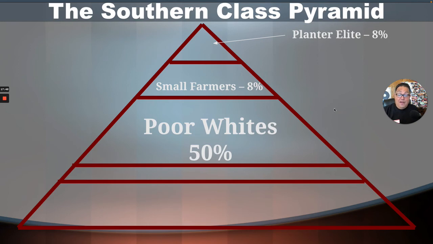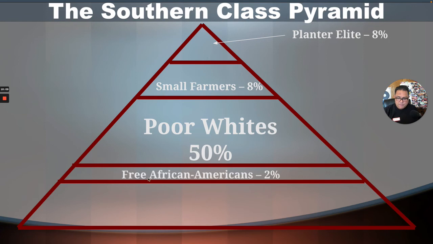50%, half of the population, are going to be these poor whites, right? So they do not own land. They might rent land, renting from the wealthier whites. They don't own their own land, and they almost certainly don't own their own enslaved workers either. So that's 50% of the population right there.